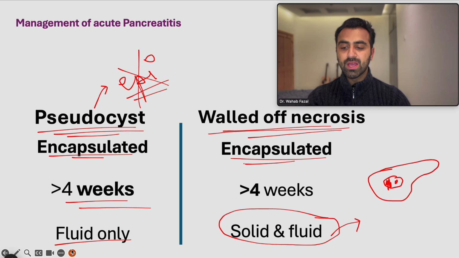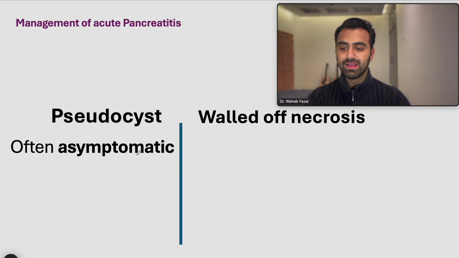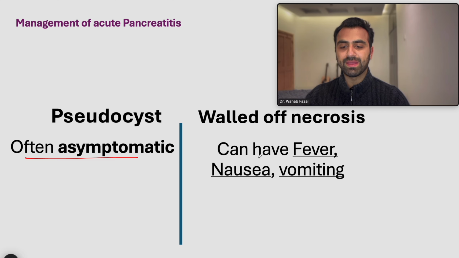A pseudocyst will contain only fluid. If this is the pancreas, you will see a cyst here that is filled with fluid only. What else is the difference? Well, a pseudocyst is often asymptomatic, meaning you'll just get a contrast enhanced CT and start seeing that pseudocyst inside the patient.